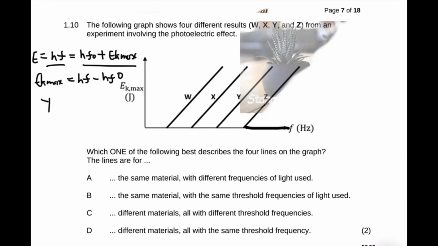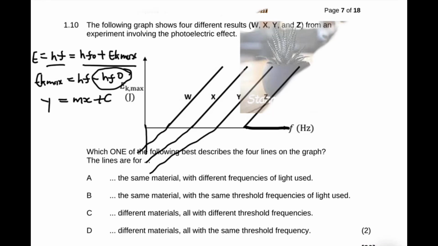Now we have an equation in the form y equals mx plus c. So when x is 0, we are left with minus h f0, which is our work function. If we extend this graph, W will pass through the y-axis, and X will pass through, and Y will do the same. So for W, X, Y, Z, we have different work functions. We can only have different work functions if we have different materials.